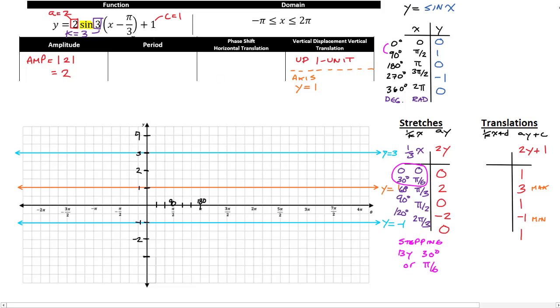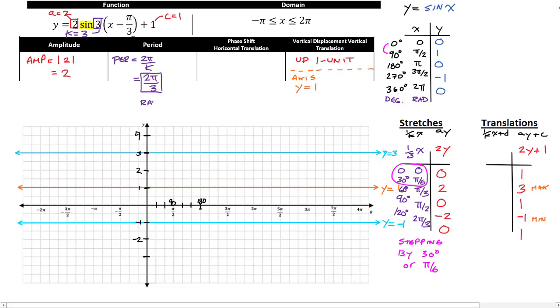Now, we've got to talk about the period. So how do we get the period? Earlier on in the lesson, I talked about the period being determined from this formula, okay? So the period is 2 pi divided by k. All right, so what is k in this case? It's 3, right? So 2 pi divided by 3. That's our period, right? In radians.